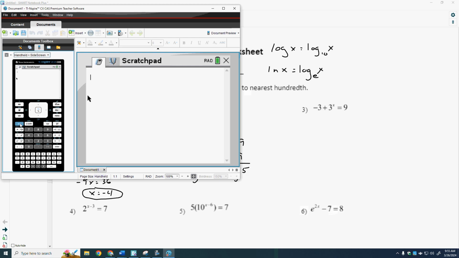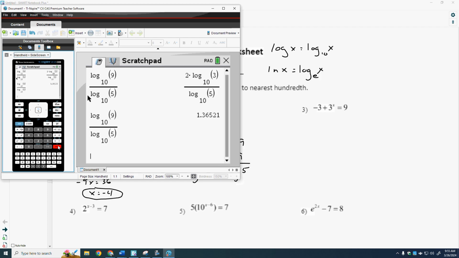So I'm going to go on mine, I got to go second. You don't on yours. These fancy calculators allow you to do a different base. Log of 9 divided by log of 5. And I'm not going to do this every time. I just wanted you to see it done once. Log of 9 divided by the log of 5, hit enter, and I got to hit approximate. You get 1.36.